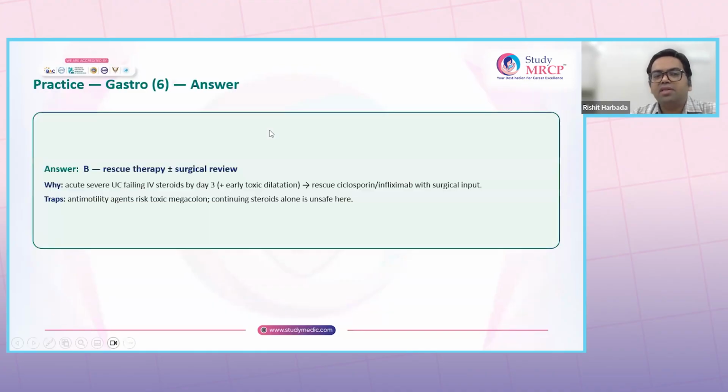The treatment here is you are going to give rescue therapy with surgical review. Because if you do not treat it, it's like an early toxic megacolon. So the cyclosporin and infliximab with surgical input is going to be there. You do not give Lomotil or other anti-motility agents.